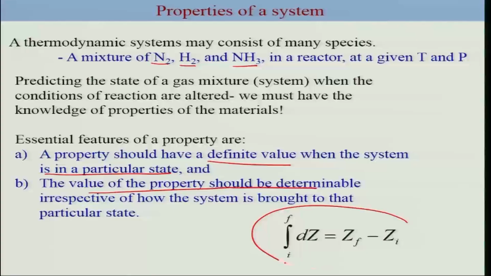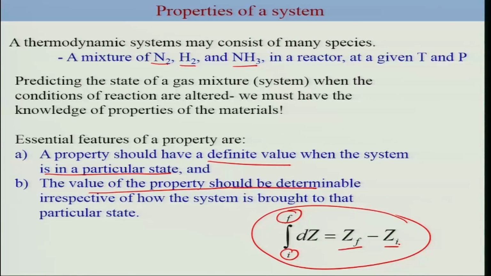So the change in the property from one state to another state can be clearly written in this expression, where Z is a specific property and the change in the Z value from some initial state to the final state is given by the difference between the value of Z in the two particular states.